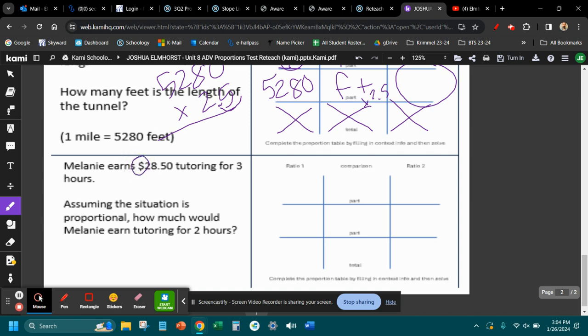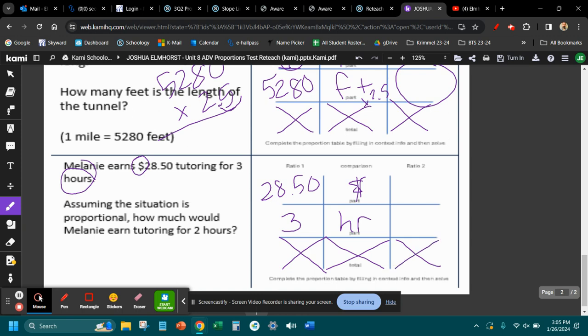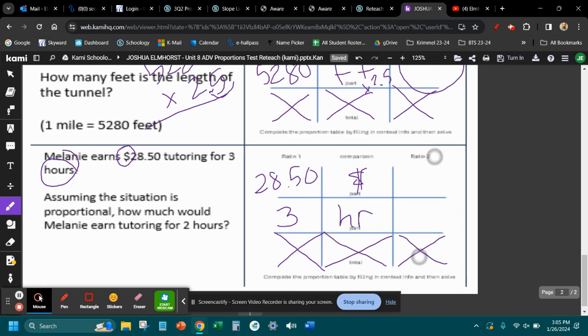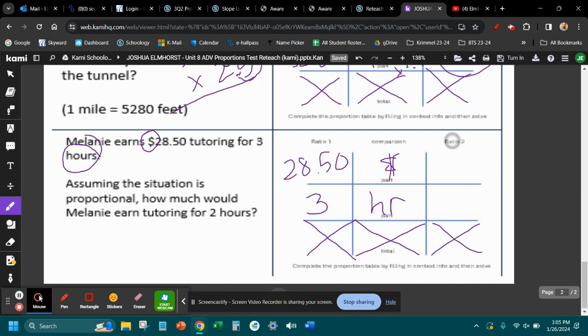What 2 things are being compared? Dollars and hours. So we got $28.50 for 3 hours. We're not going to be looking for the total down here, so we can cross out the bottom row. And $28.50 divided by 3, I believe that gave us $9.50 per hour.